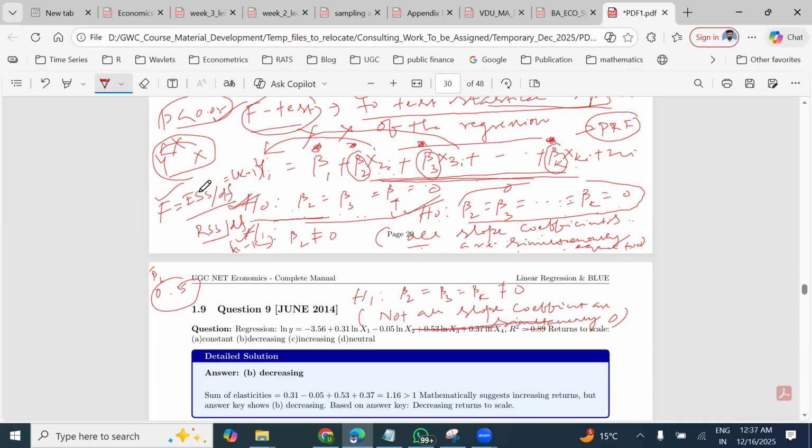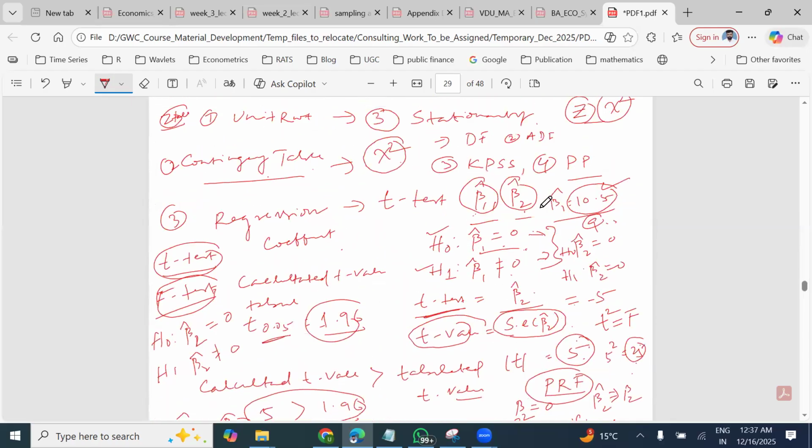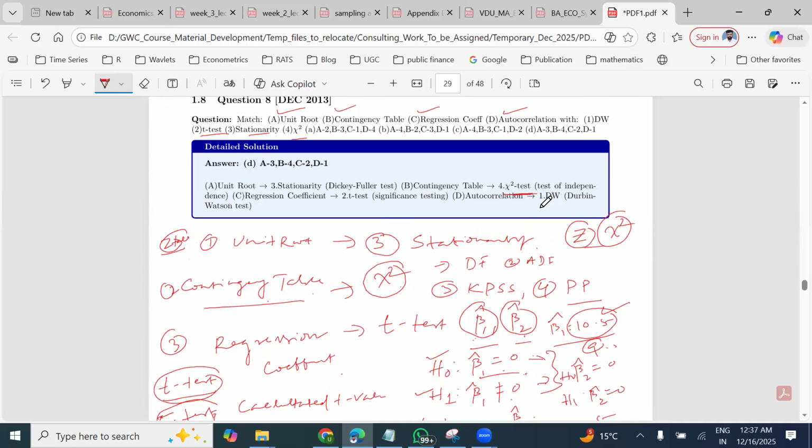There is no point if your F test is not statistically significant, because it means all your slope coefficients are equal to 0. It means you have done a useless regression, or your regression is not making any sense at all. Is it clear? Yes, sir. So first you will look at the F value, then you will go to the other three criteria which I have already discussed. Is it clear? Yes, sir.